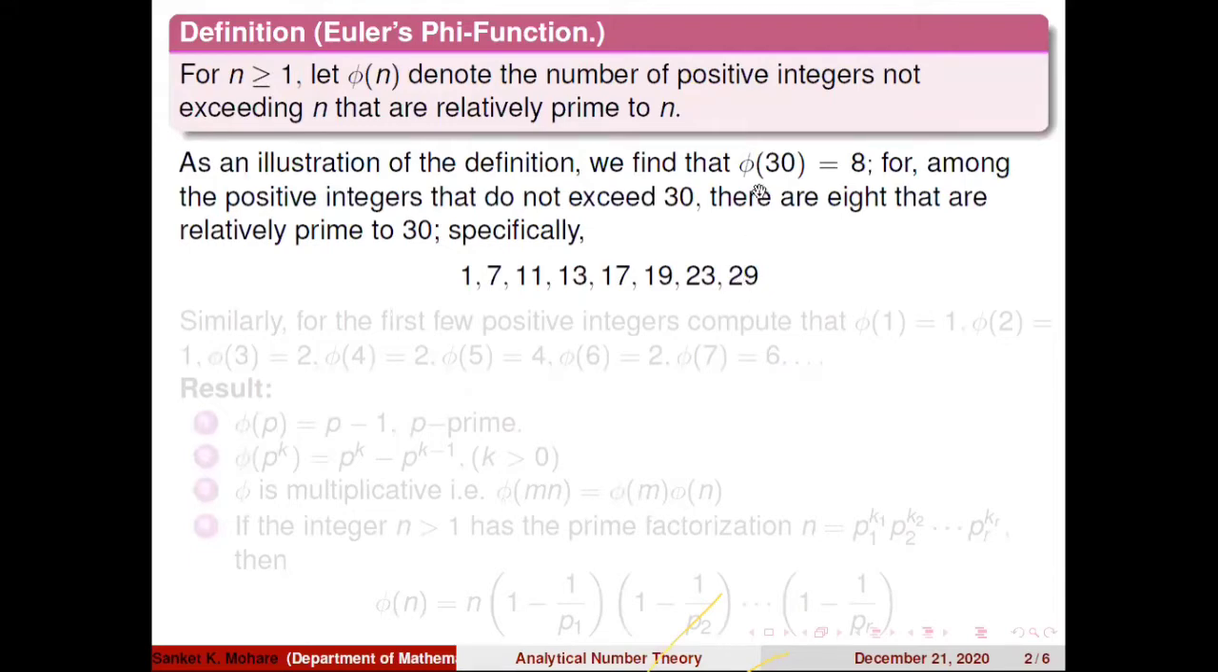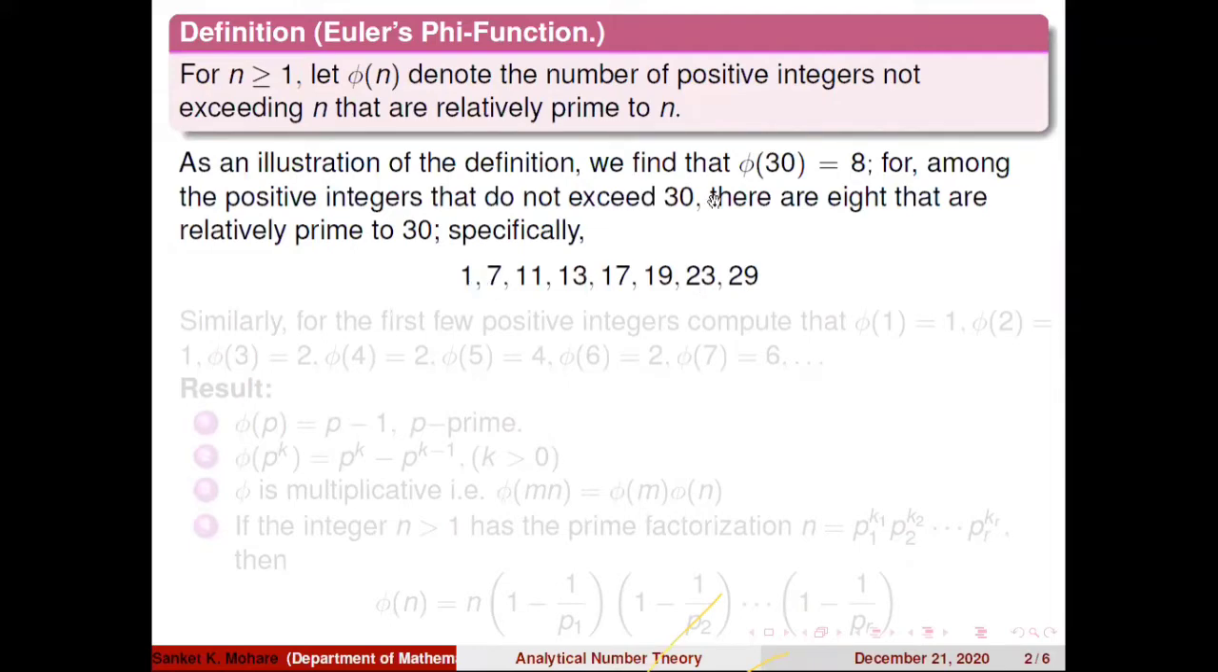Suppose you are given an integer 30. What is the value of phi of 30? It means you have to find those integers which are less than 30 and co-prime to 30, meaning the GCD of such integers with 30 is 1. So which are the integers? There are a total of 8 integers, given as 1, 7, 11, 13, 17, 19, 23 and 29.